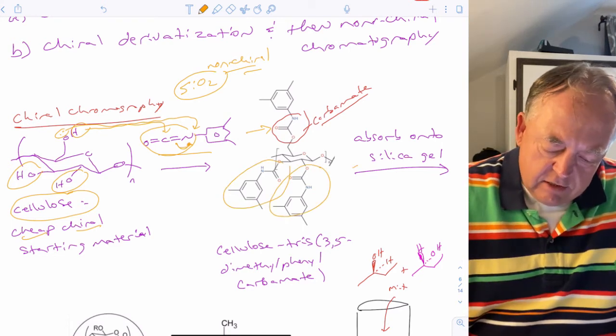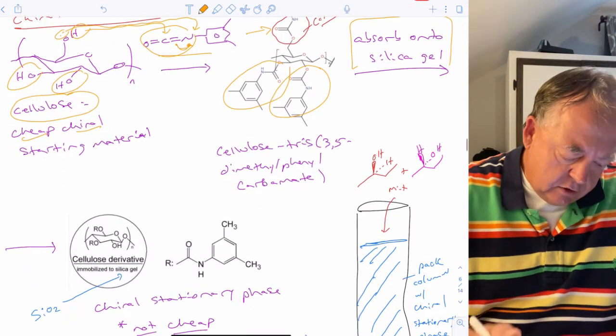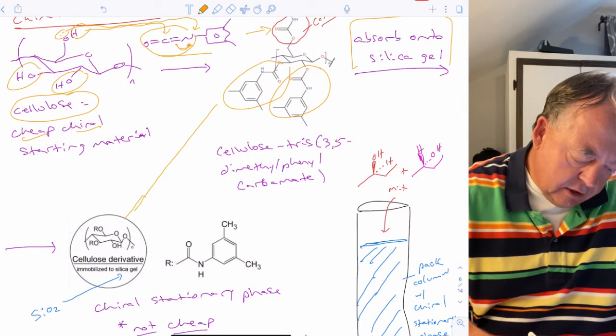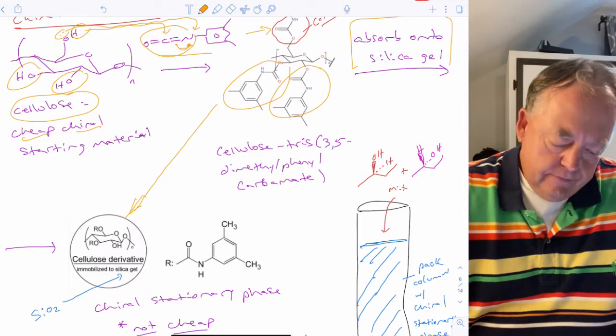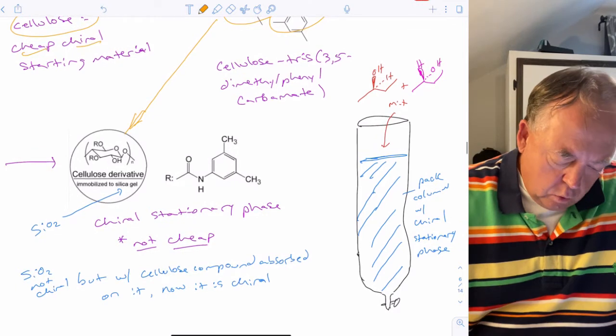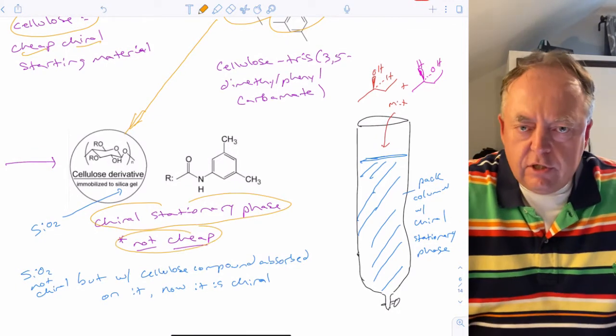And then what's done is this is absorbed on the silica gel. So now you have this absorbed on the silica gel, and the significance of that is now your silica gel is chiral. And so what you have now is a chiral stationary phase. The downside is it's not cheap.